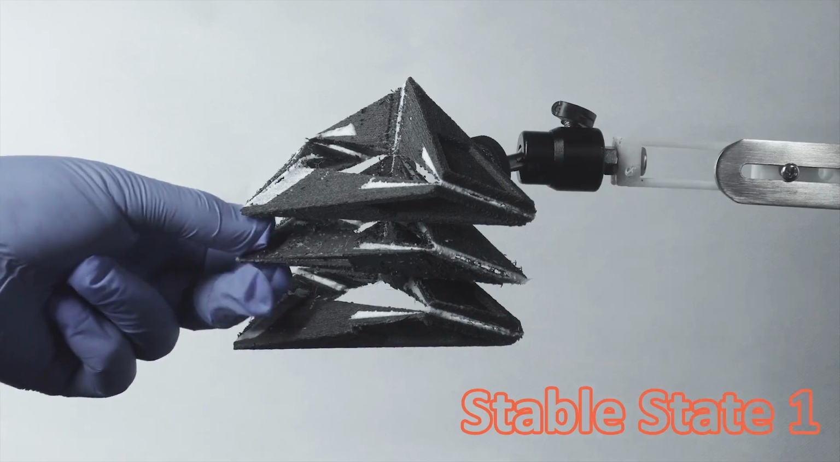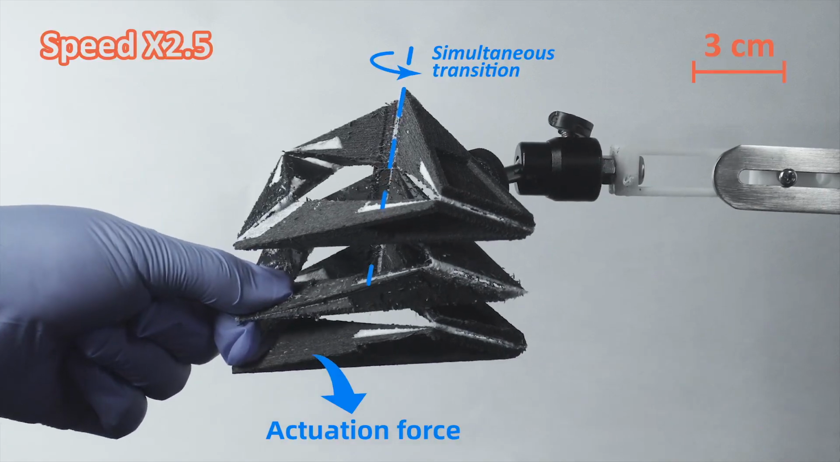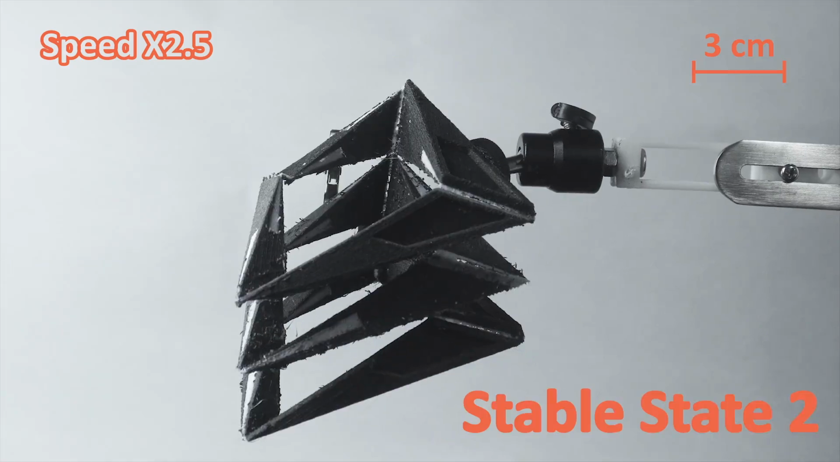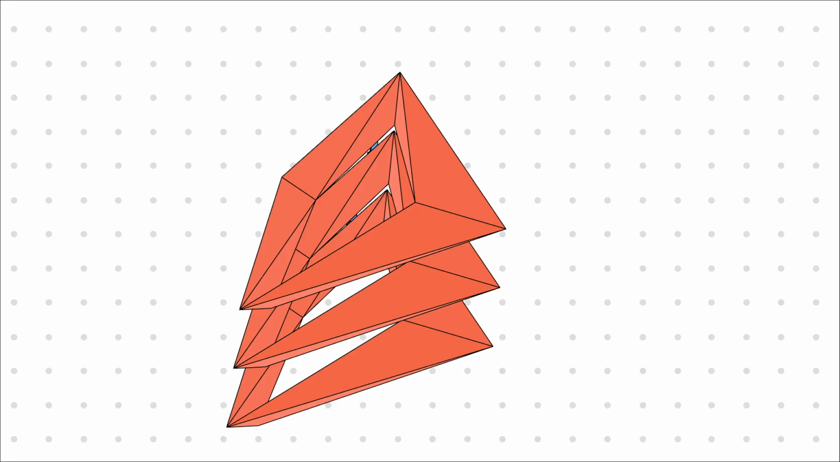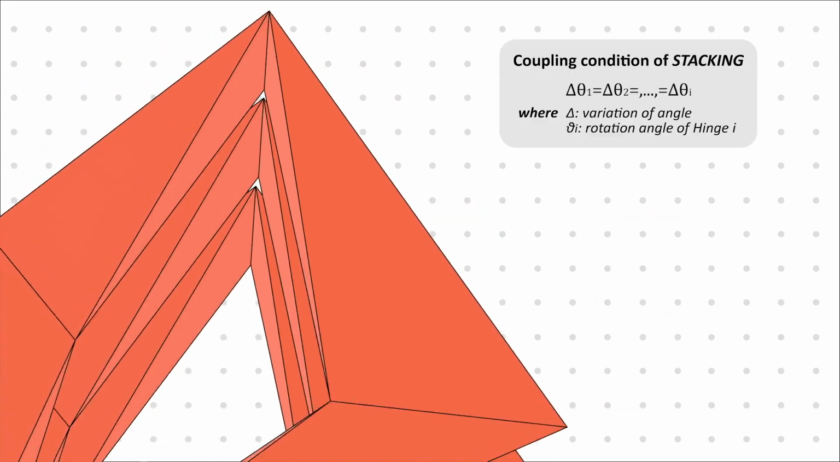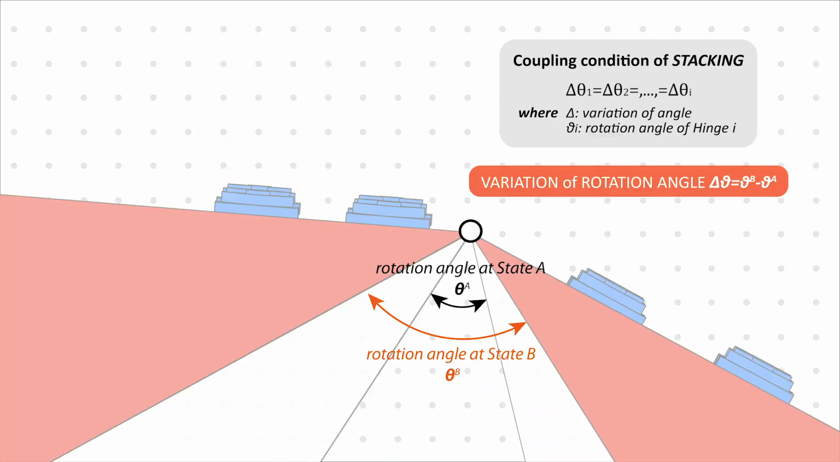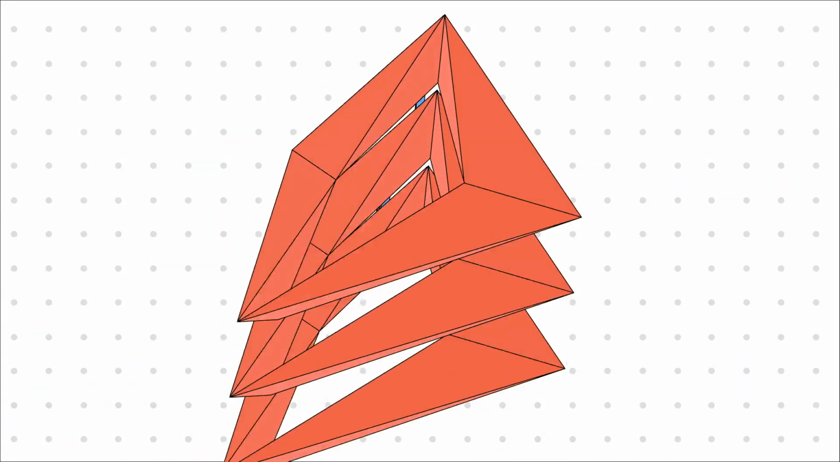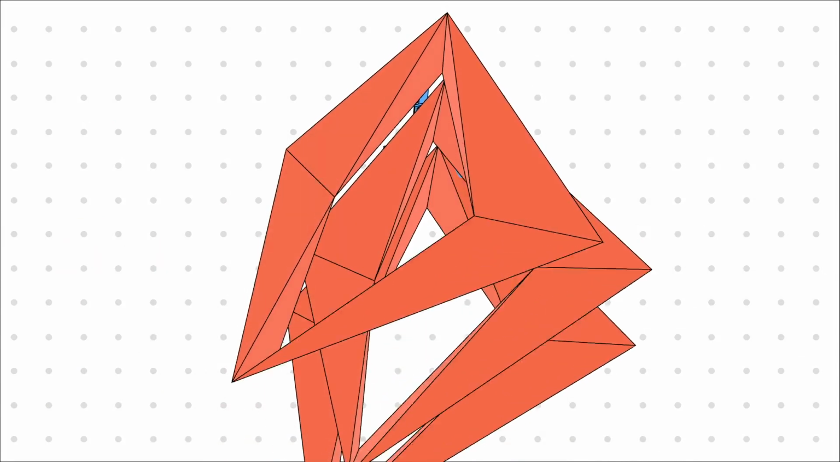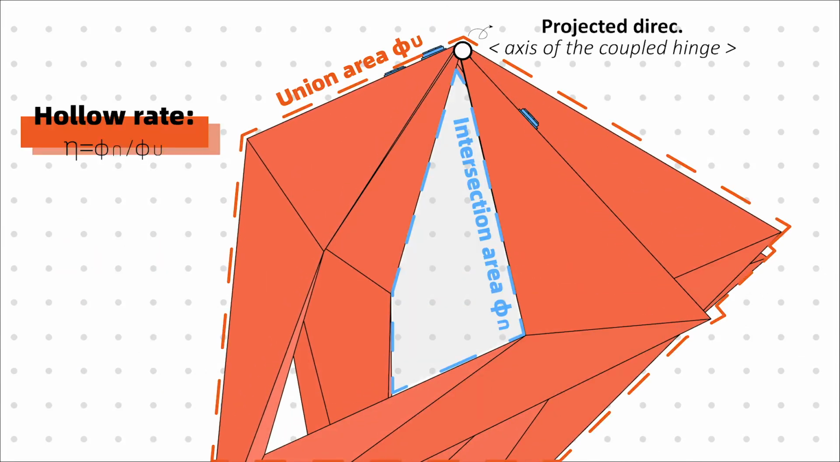In this way, as the actuation is imposed on any of the modules, the overall transition would be triggered. In fact, it is not necessary for the coupled MSSL modules to be identical or aligned perfectly, as long as the variation of their rotation angles is equal. It is actually better when aligning at a certain shift angle gamma, which can help to construct the tube with customized hollow rate for the benefit of medical stents.